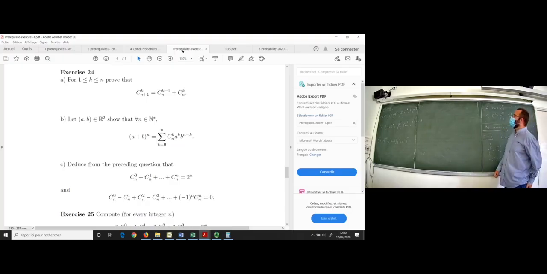And typically, why I do it as an exercise now is because it's something that will be used when I define the binomial distribution.